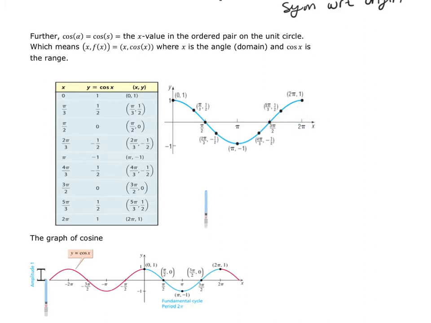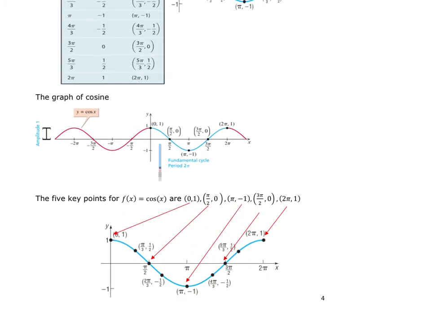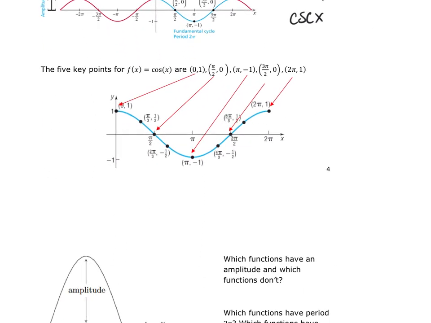What we can see though, when we look at a larger graph and not just the fundamental cycle, is that this cosine wave has symmetry with respect to the y-axis. So cosine of x is even, and then of course what we'll find out is its reciprocal, which is the secant of x, is also even. Okay, so here are my key points, just like I talked about. So when we talk about transformations and I ask you for the key points, I'm asking for where those key points went to.